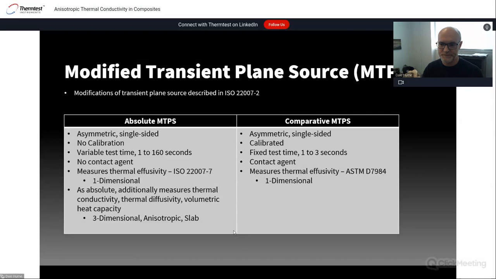So the breakaway of that, just to show you what's underneath, is a sensor just without the Kapton on top. So this is a Kapton polyimide sensor with a double spiral sensor in the middle.